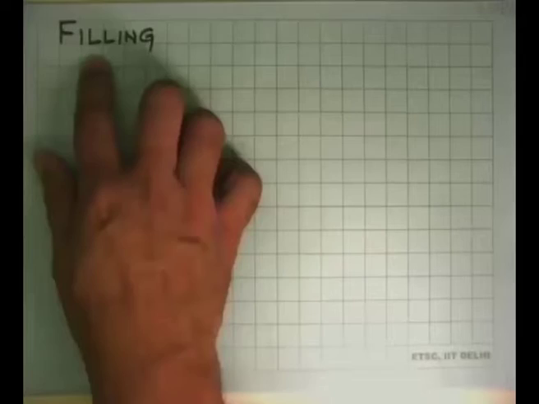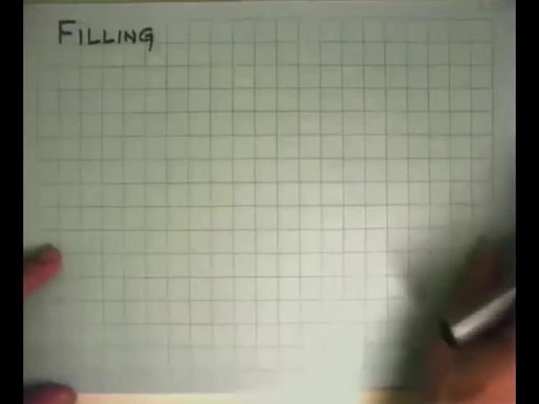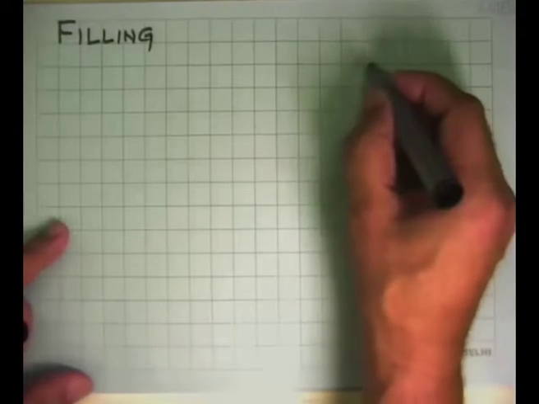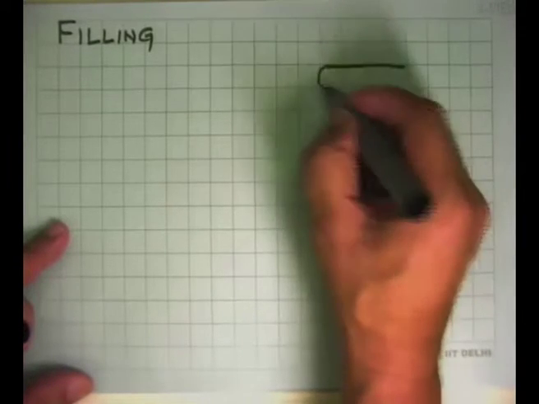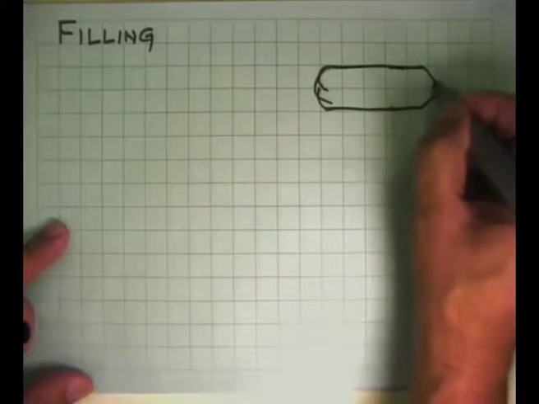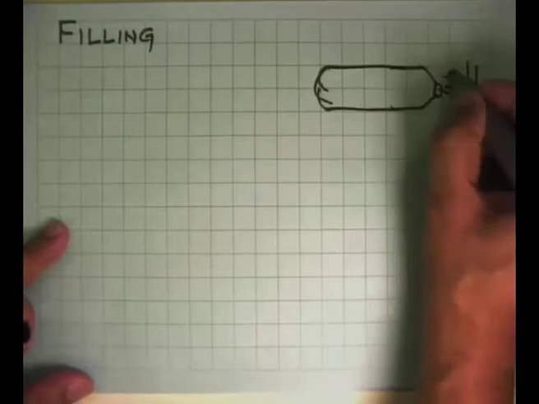Now we look at some processes which are open systems, but they are not in steady state. So we look at filling and evacuation. So what filling means is that we have a tank, and into this, from a supply line, we are filling gas.